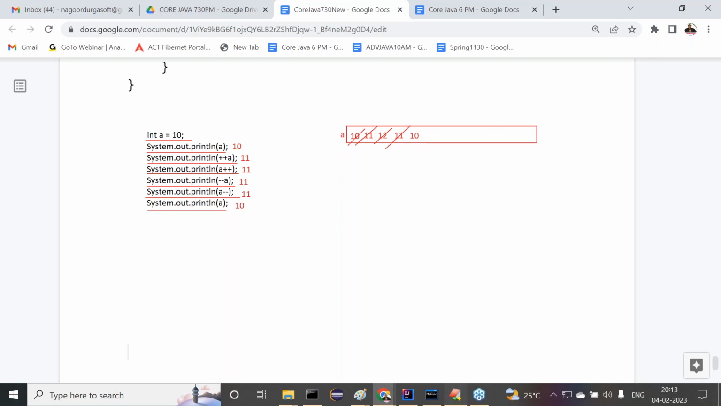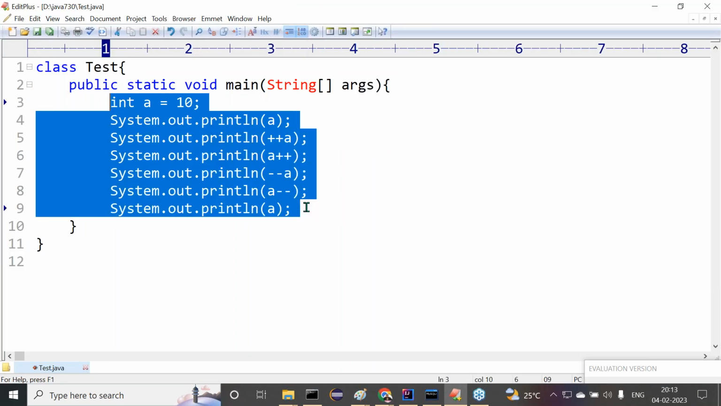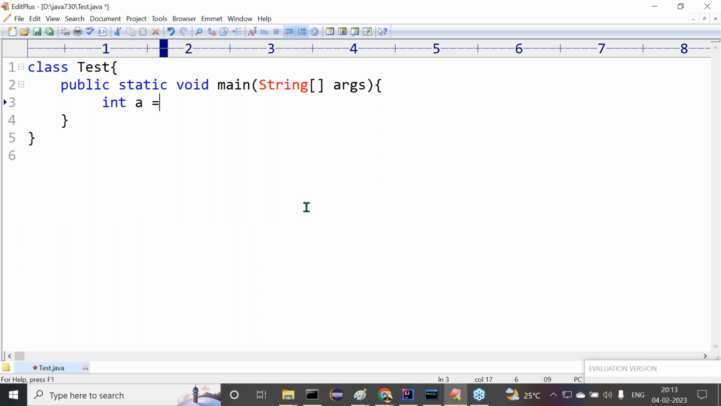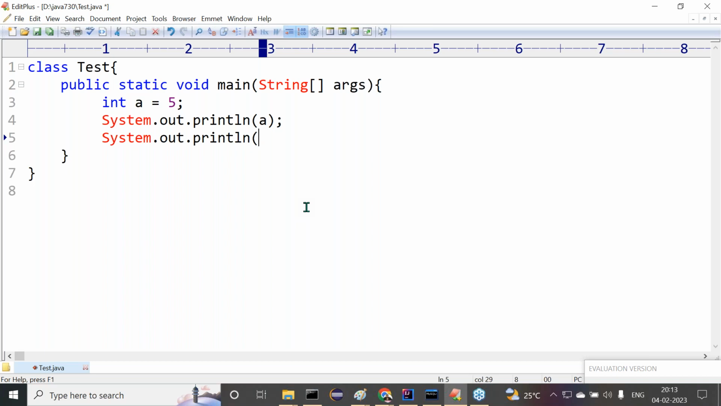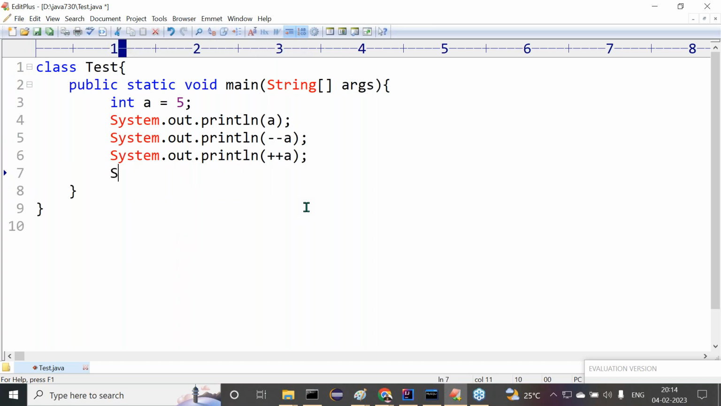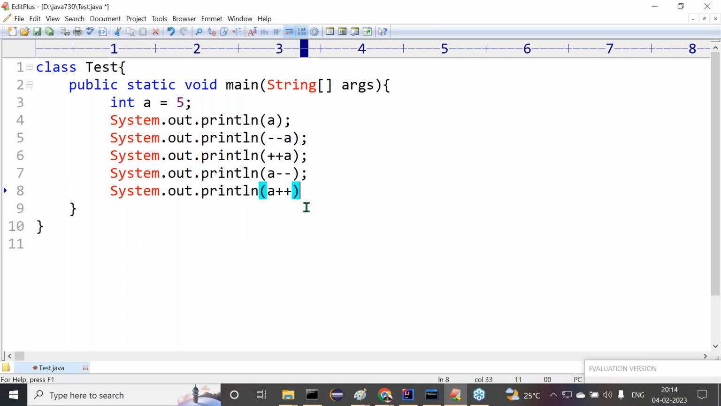All right, so next example. A similar example, but you have to answer it. Ready for it? int a is equal to 5. System.out.println of a. System.out.println of --a. System.out.println of ++a. System.out.println of a--. System.out.println of a++. Then System.out.println of a.